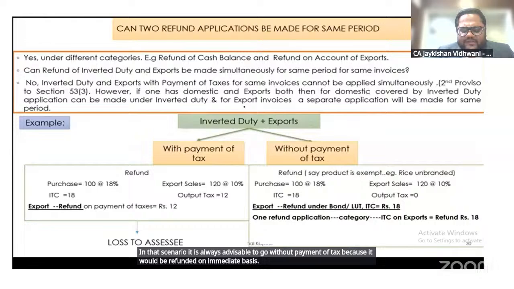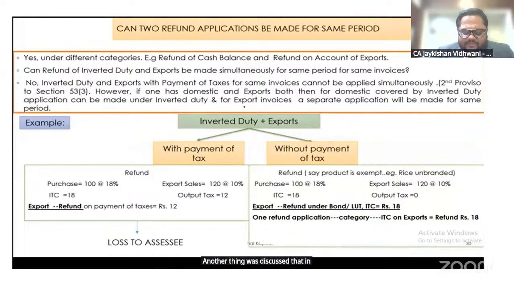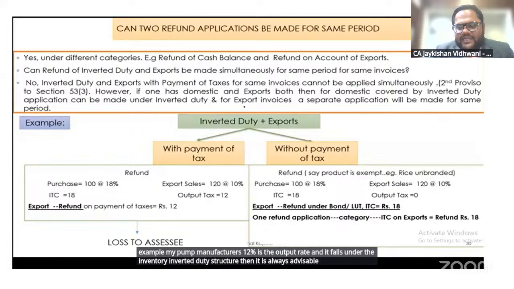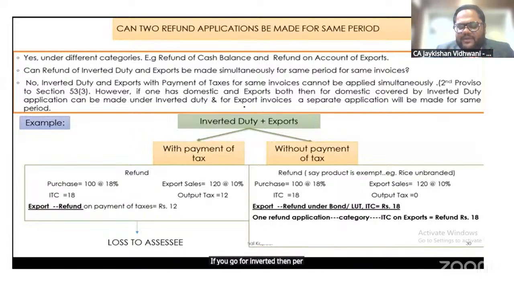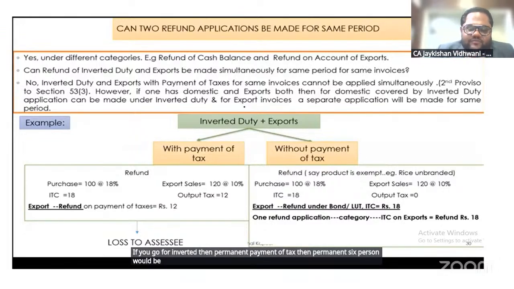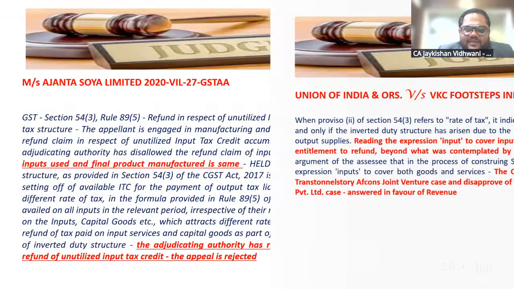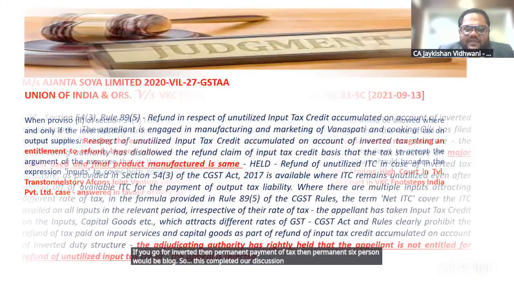Another thing discussed was in case of inverted duty refund. For example, if for my pump manufacturers 12% is the output rate and it falls under the inverted duty structure, then it is always advisable to go for LUT refund in that case. If you go for with payment of tax, then a permanent 6% would be blocked. So this completed our discussion for inverted duty refund.